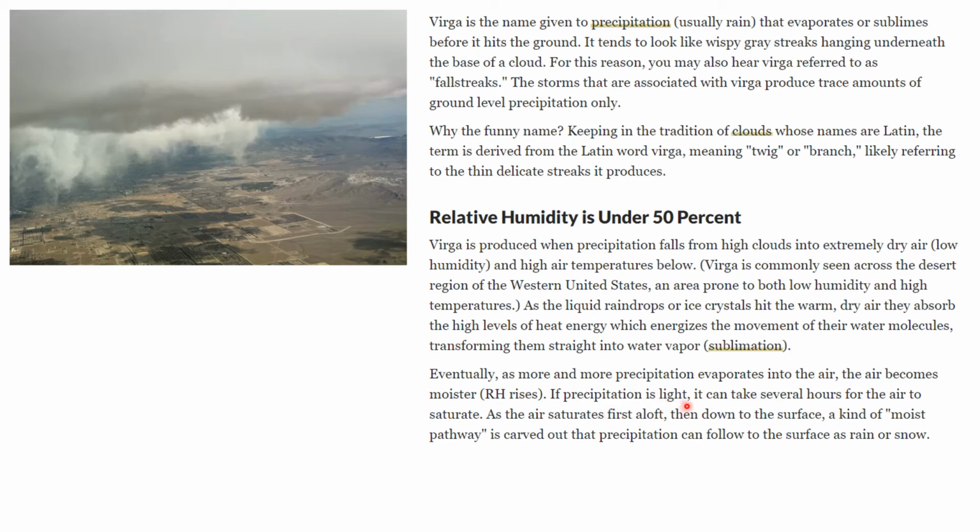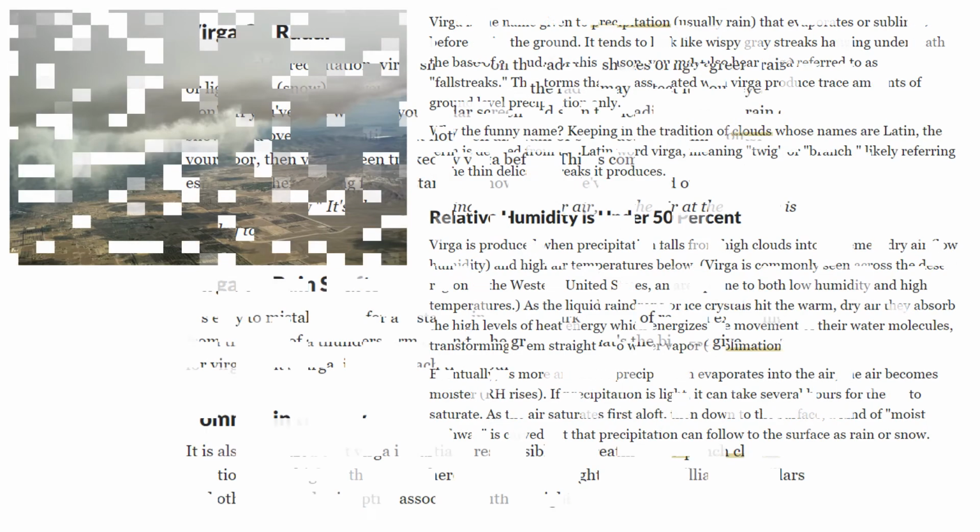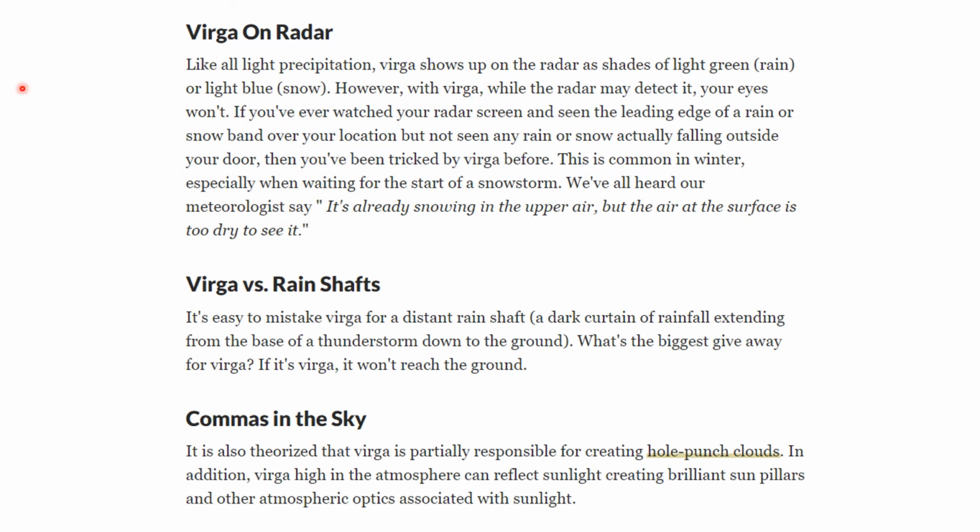If the precipitation is light, it can take several hours for the air to saturate with this humidity. As the air saturates first aloft and then down to the surface, a kind of moist pathway is carved out that precipitation can follow to the surface as rain or snow. Like all light precipitation, this shows up on radar as light shades of green, or light blue if it's snow. However, with Virga, while the radar may detect it, your eyes won't.